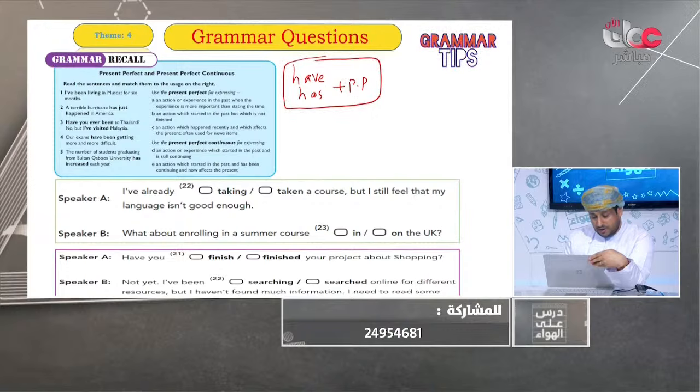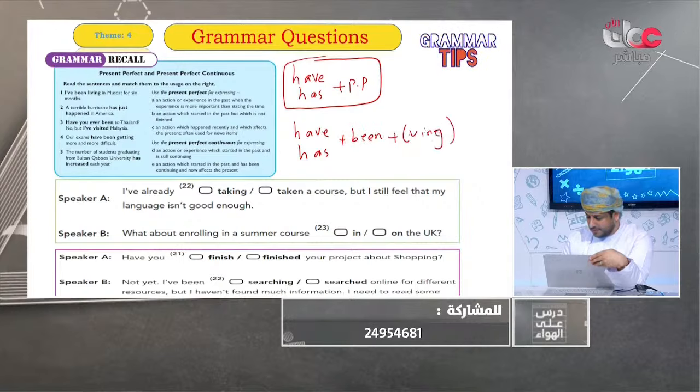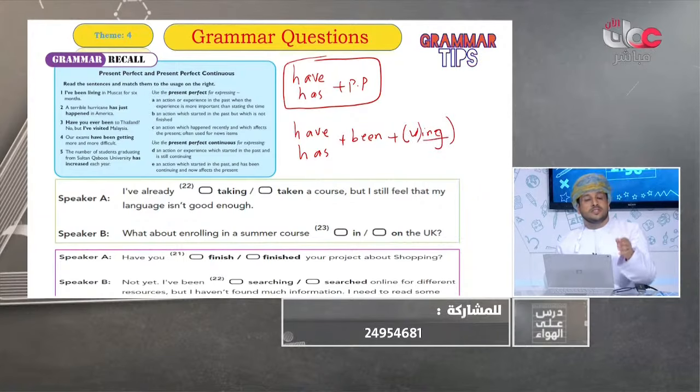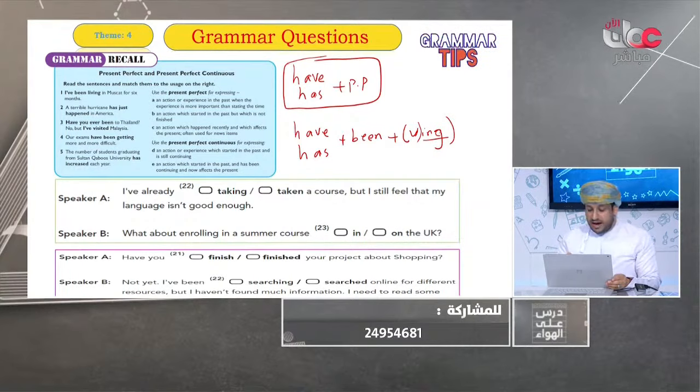Second structure, the present perfect continuous: have or has plus been plus verb with ing. Okay, so this is the structure. The main difference here, have or has plus the verb in the past participle. But in the second structure, present perfect continuous, it will have or has, then been, then verb with ing.